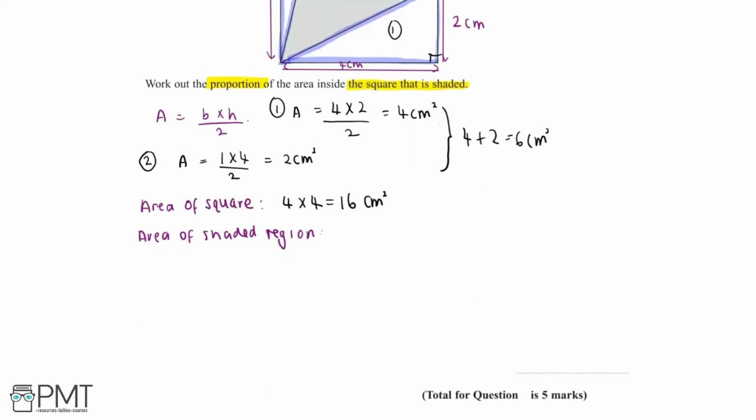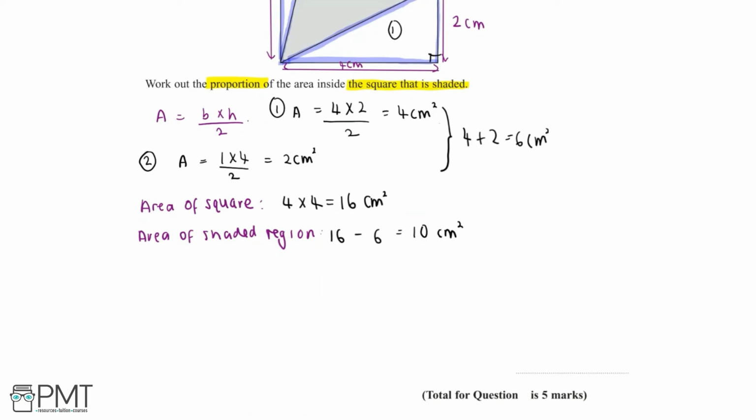So the area of the shaded region is the area of the entire square, take away the areas of the unshaded regions. And so we can say that the area of the shaded region is equal to 16 take away 6, which is equal to 10 centimeters squared.